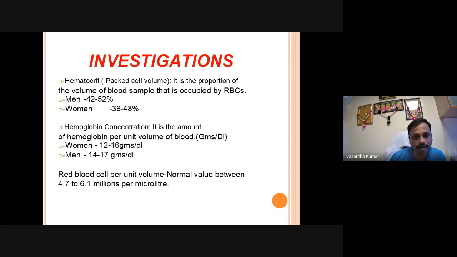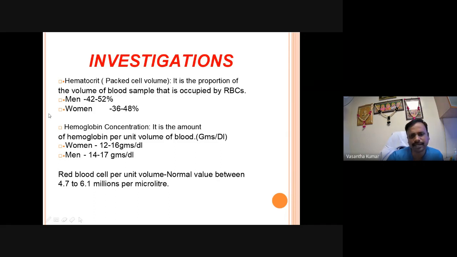And next is the hemoglobin concentration. It is the amount of hemoglobin per unit volume of blood expressed in grams per deciliter. For women, the normal is 12 to 16 grams per deciliter. For men, it is 14 to 17 grams per deciliter.